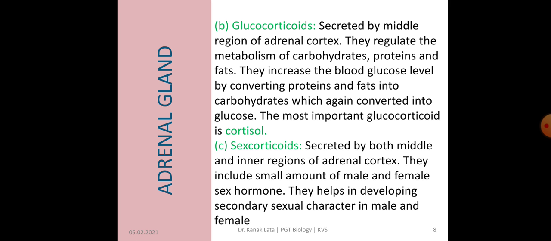Another corticoid is sex corticoid. Sex corticoids are secreted by both the middle and inner layer of the adrenal cortex, which include a small amount of both male and female sex hormones. And these hormones help in developing male and female secondary sexual characters in male and female respectively.